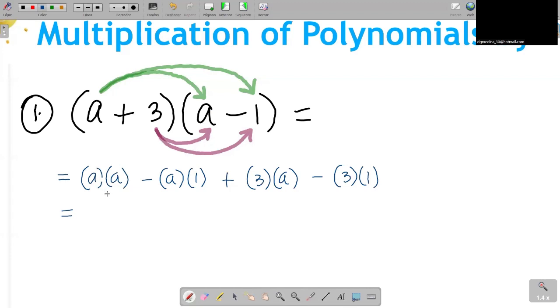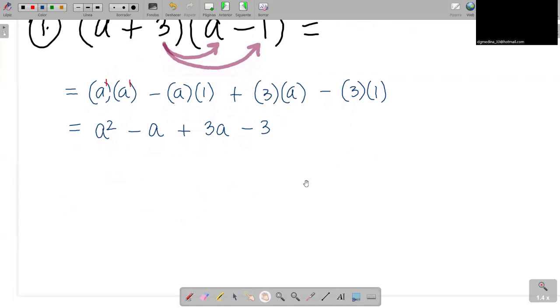Okay, let's see now the multiplication of these two a. So a times a is a to the square, because again we have two invisible ones here. So we add the two ones. So we have a to the square minus a times 1, 1a. Positive. 3 times a, 3a. And 3 times 1 minus 3. But this is not the final answer. Why? Because we have two like terms. This term and this term, because they have the same letter and the same exponent. So we have to reduce them.